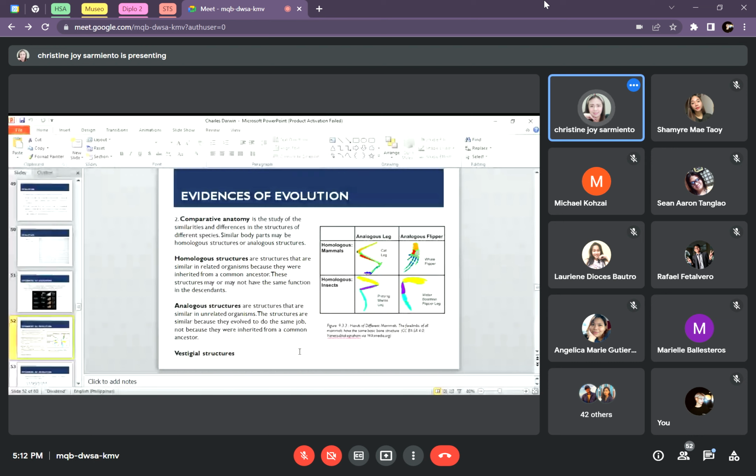Hindi ko na nalagyan ng definition, but maybe one of you can provide the definition or description kung alam po natin. So, comparative anatomy is the study of the similarities of different species. Similar body parts may be homologous or, again, vestigial. So, anyone who wants to differentiate homologous, analogous, and vestigial?